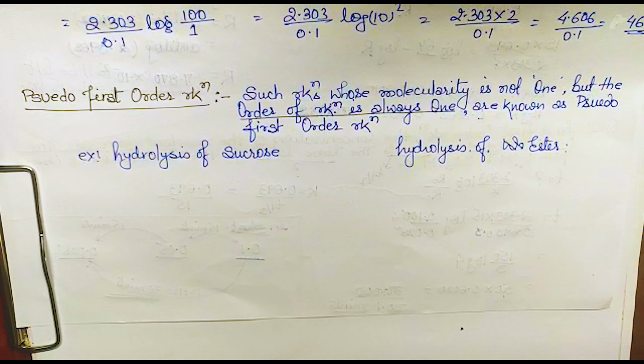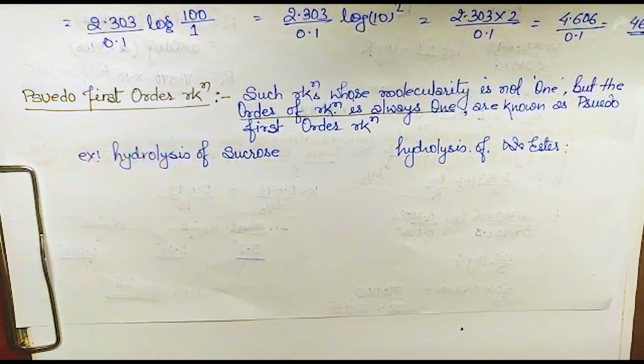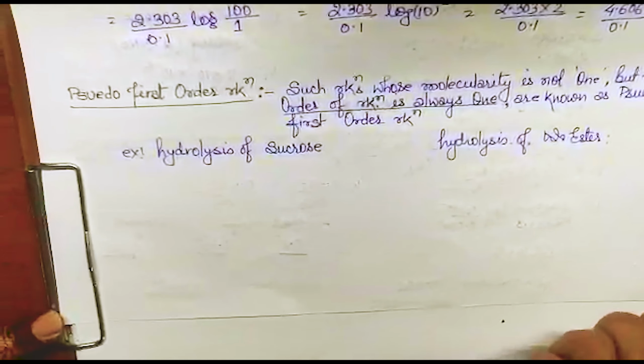So here class, today we will start with this definition, pseudo first order reaction. Pseudo means false, okay, and first order reaction. Such a reaction whose molecularity is not 1, but the order of reaction will always be 1, that is called pseudo first order reaction. Got it? Example, we can do the hydrolysis of sucrose or hydrolysis of ester.